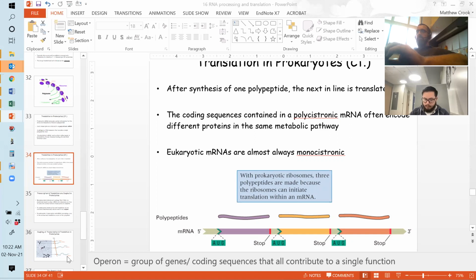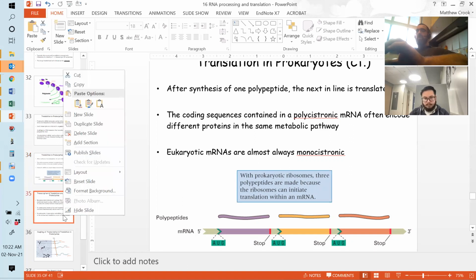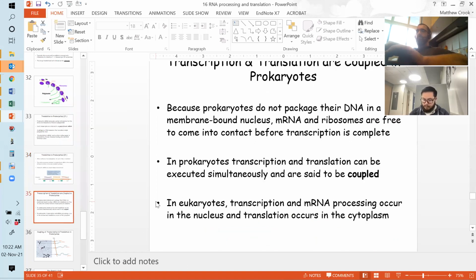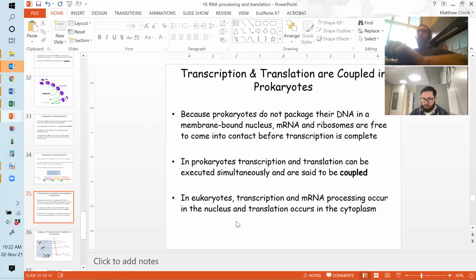And another kind of curiosity that I've mentioned already a time or two is that transcription and translation in prokaryotes are coupled. Right, so they occur in the same place. They're not separated by space as they are in eukaryotes, right? We have transcription in the nucleus, translation in the cytoplasm. In prokaryotes, it all happens in the same space. But also, it happens at the same time.